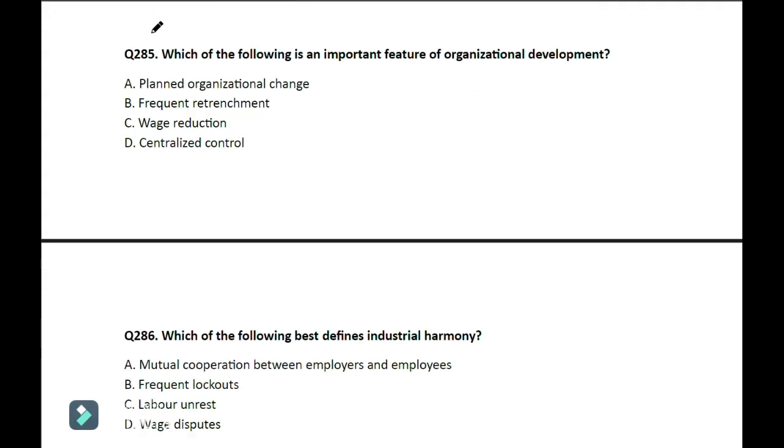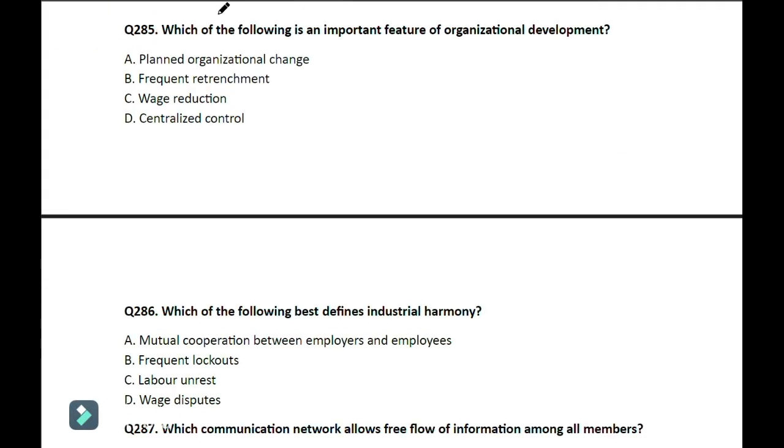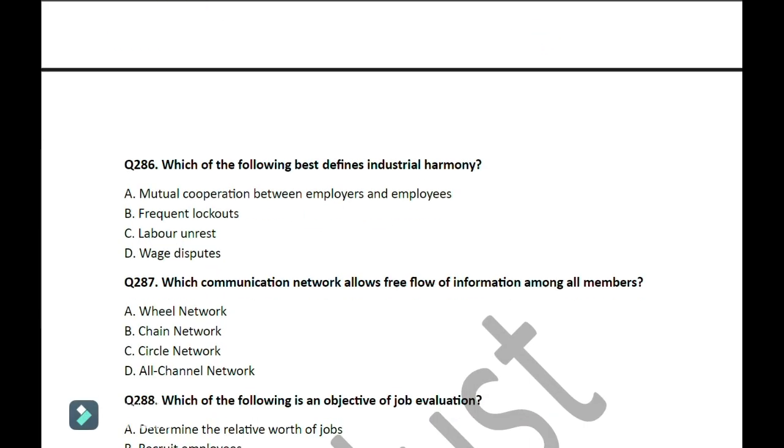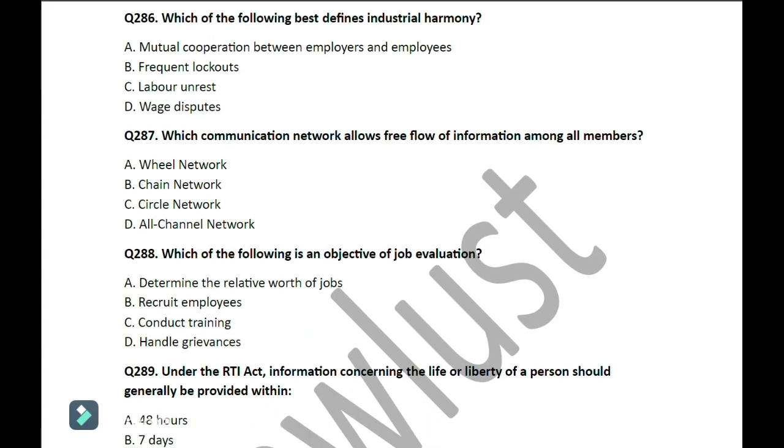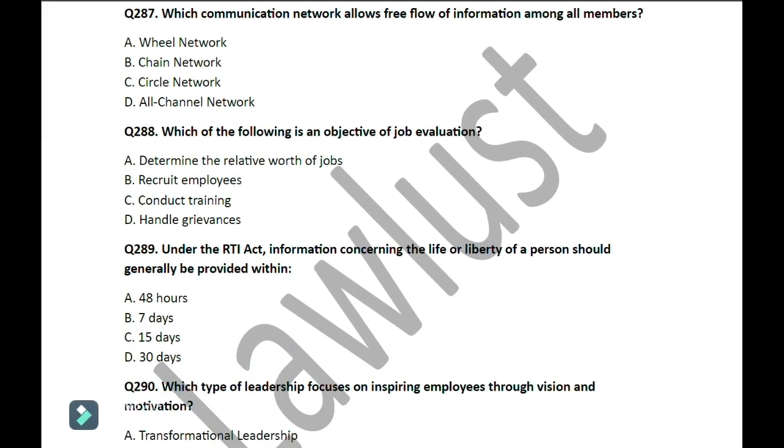Okay. Move on to the next question. Question number 285. Which of the following is an important feature of organizational development? So here the correct answer is planned organizational change. Move on to the next question. Question number 286. Which of the following best defines industrial harmony? So here the correct answer is mutual cooperation between employers and employees. Move on to the next question.